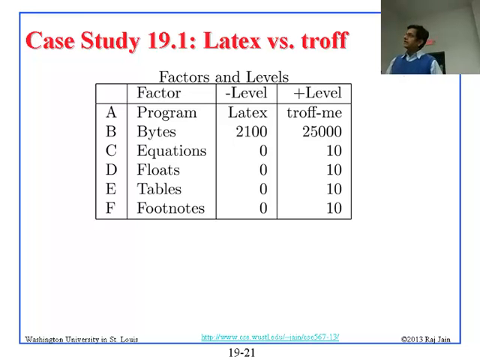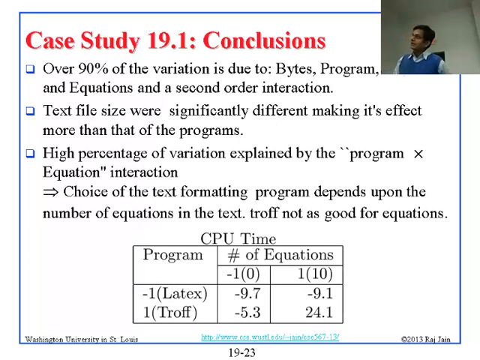Higher percentage of variation explained by the program times equation interaction, of course that AC, and the choice of the text formatting program depends upon the number of equations. So here's the thing, basically if you have lots of subscripts, these things on equations, then you will use, I think, LaTeX probably. I'm not sure right now. I'll have to see the signs. Here it is actually. TRAF is not good for equations.